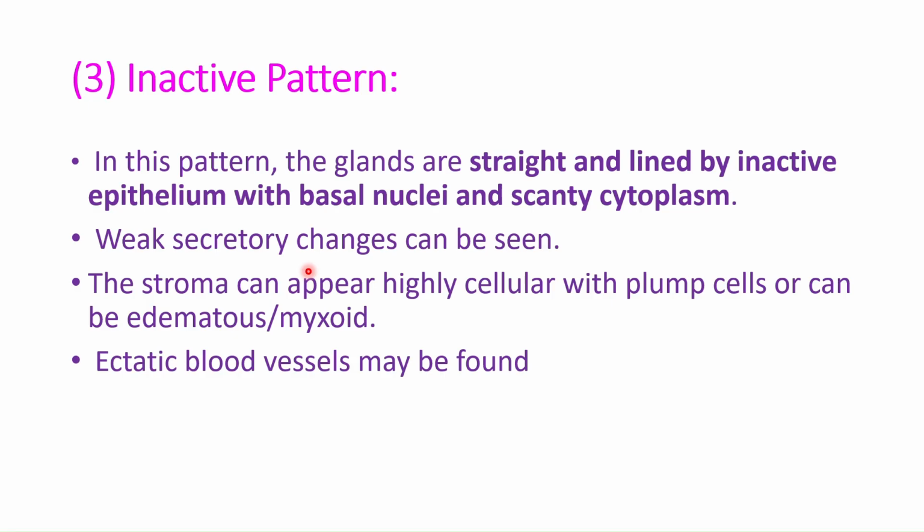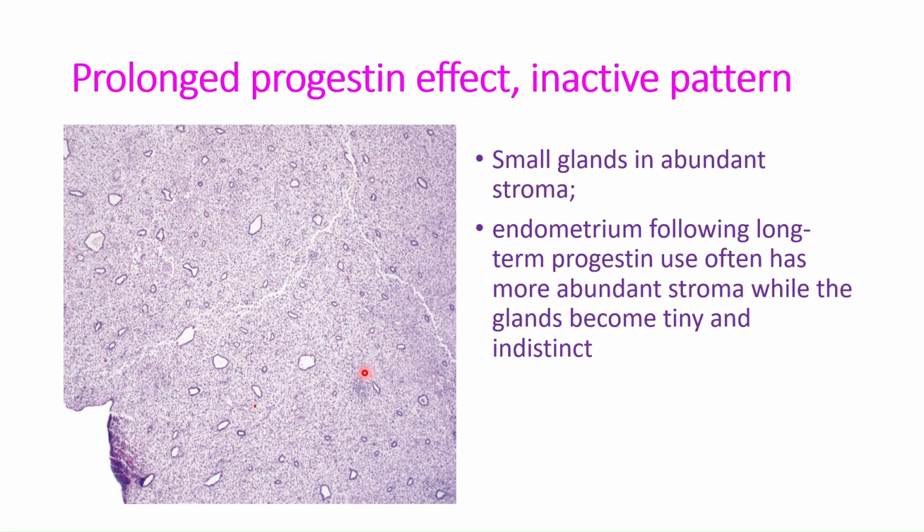Now the third pattern is the inactive pattern. So here in the inactive pattern, we can appreciate straight glands lined by inactive epithelium with basal nuclei and scanty cytoplasm. Sometimes weak secretory change can be seen. Stroma appears highly cellular with plump cells, or can be edematous or myxoid, and mostly having spindling of stromal cells, and ectatic vessels are seen. Here we can appreciate abundant stroma.